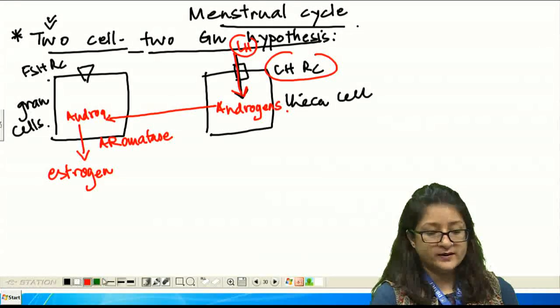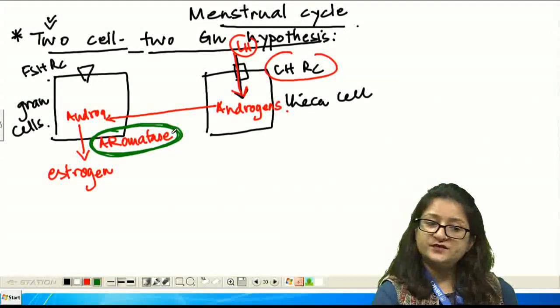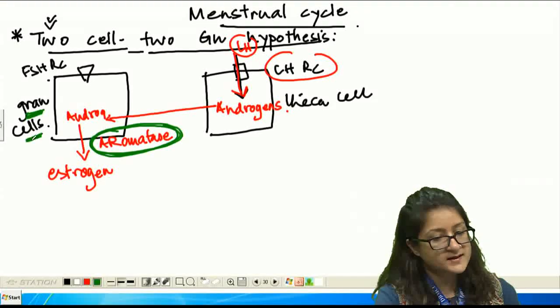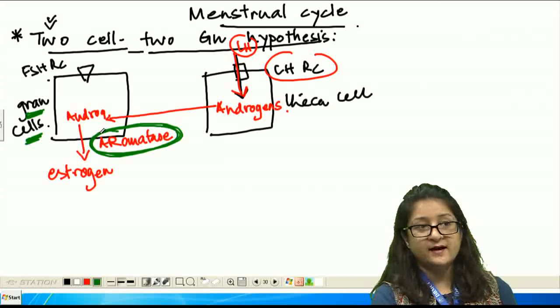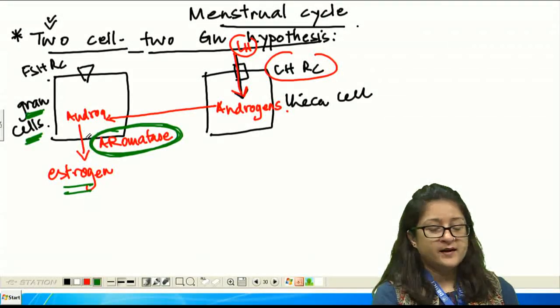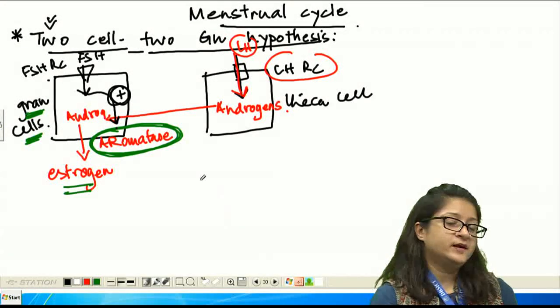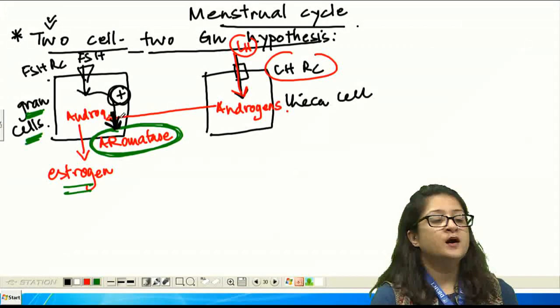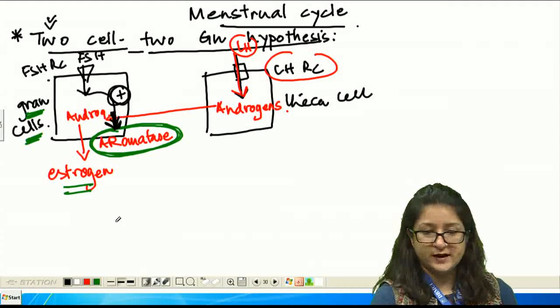Another important point to remember is that this enzyme aromatase is specifically present inside the granulosa cells. That is why the granulosa cells have the capacity of aromatizing the androgens synthesized in the theca cells to release estrogen. And what does FSH do all this while? FSH acts via FSH receptors and stimulates the aromatase enzyme, the step of aromatization of the androgen. So this is the two cell two gonadotropin hypothesis.